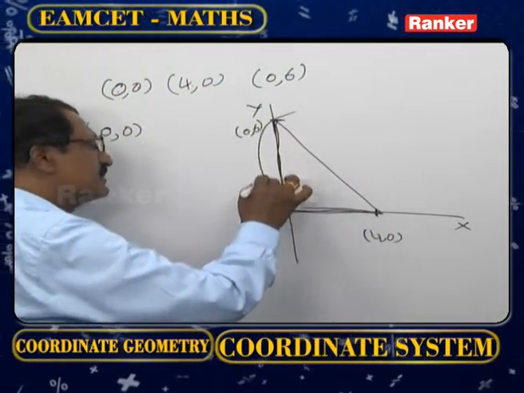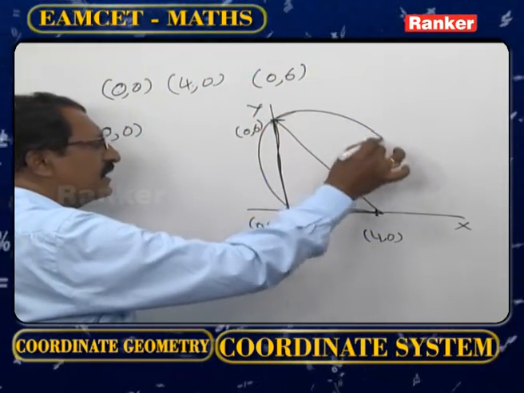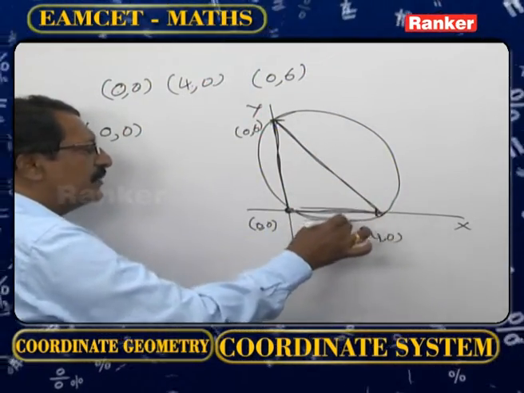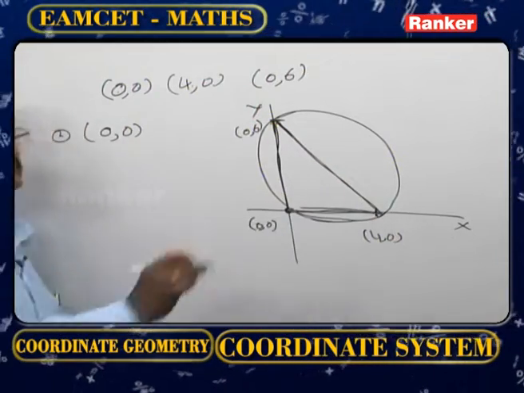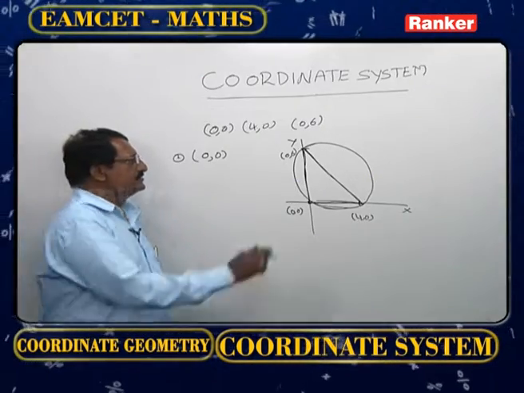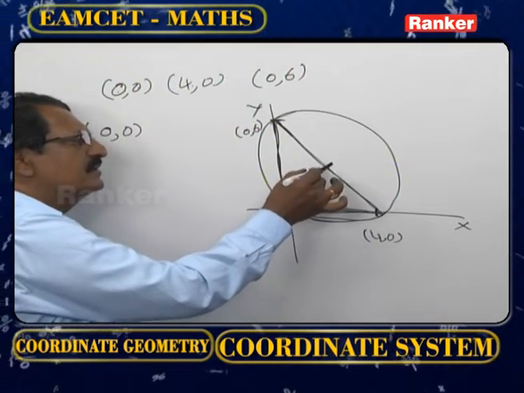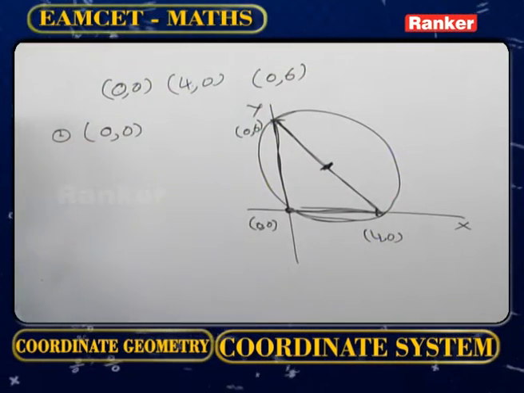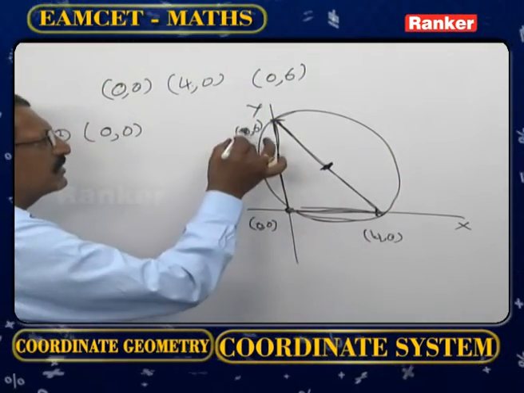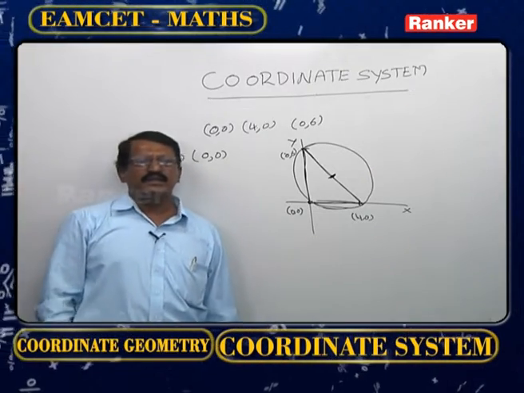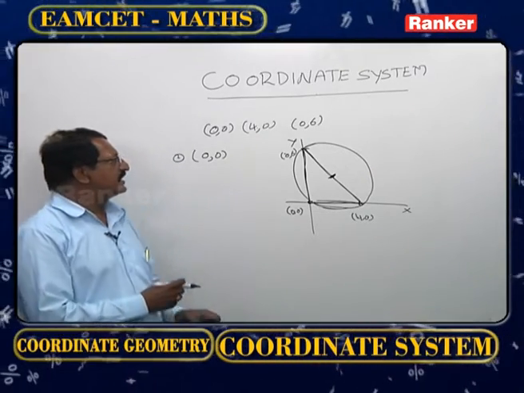If a circle passes through three vertices of a right angle triangle, then the diameter of the circle is the hypotenuse of the right angle triangle. Now the midpoint of the diameter is the center of the circle. Now the midpoint of 4, 0 and 0, 6 is the circumcenter. Always the circumcenter of a right angle triangle is the midpoint of its hypotenuse.